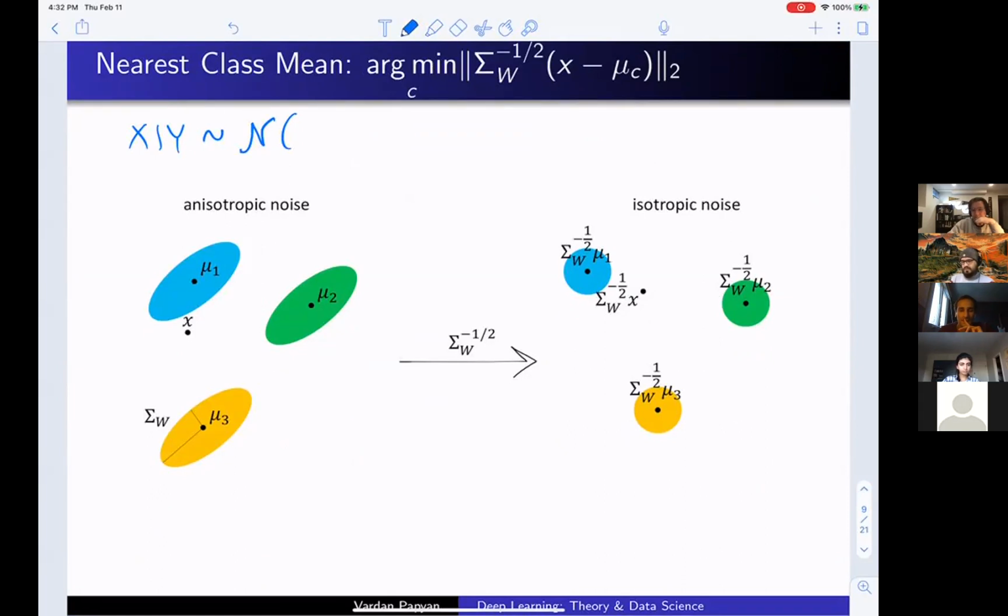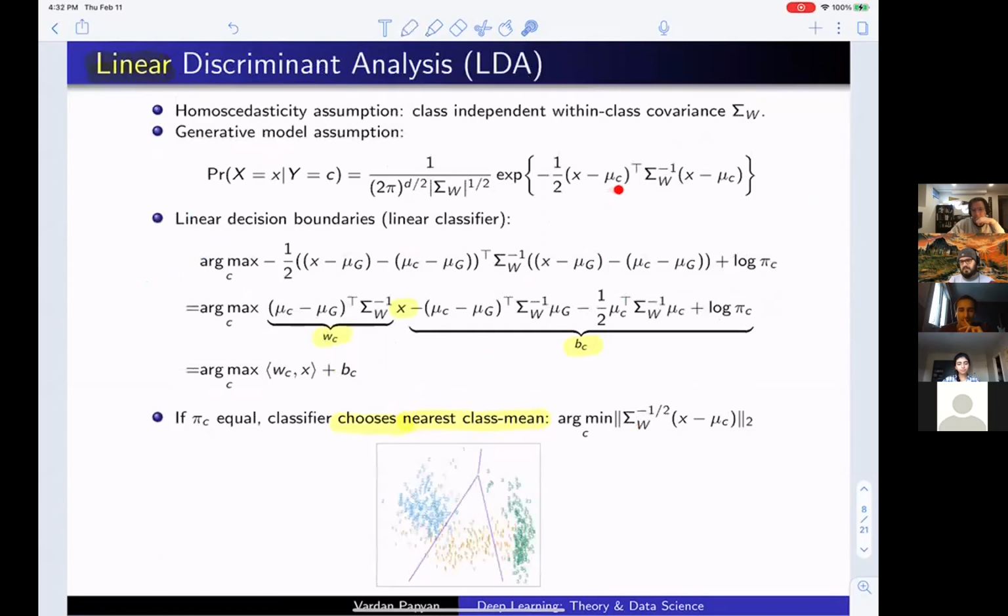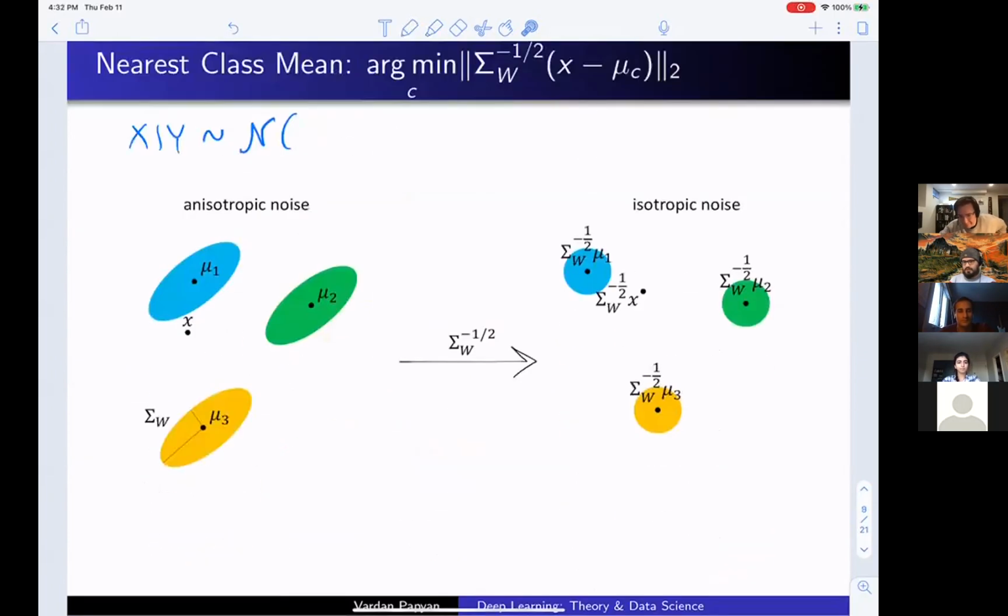So if you look at the previous slide, you can see that the mean is mu c and the covariance is sigma w, right? Make sense or does not make sense? It does make sense. Okay, so it's normal with mu c and sigma w, right?